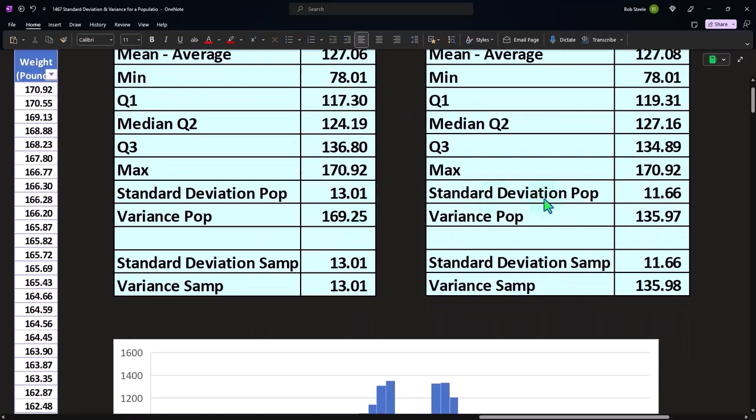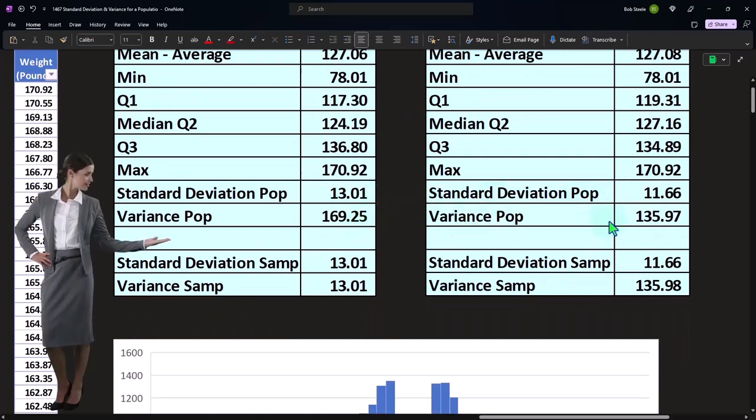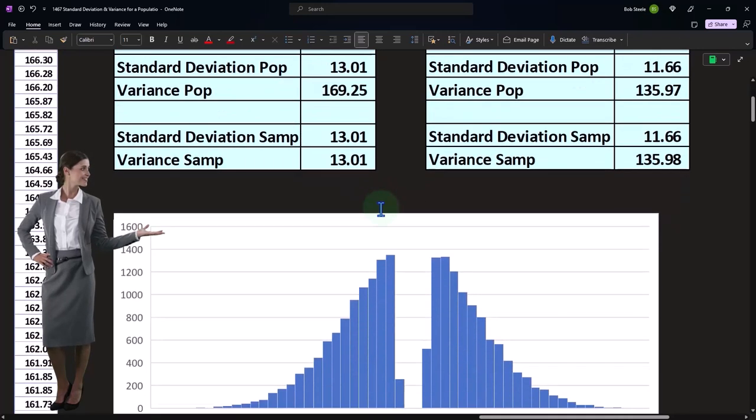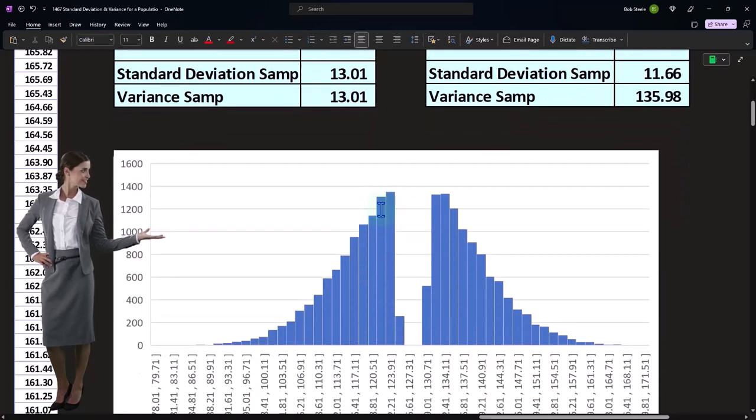But the standard deviation does give us an idea. So you might say, well, these all look similar, but then the standard deviation does give us an idea that the spread looks significantly different, as does the variance. And obviously that's represented here in the pictorial representation.